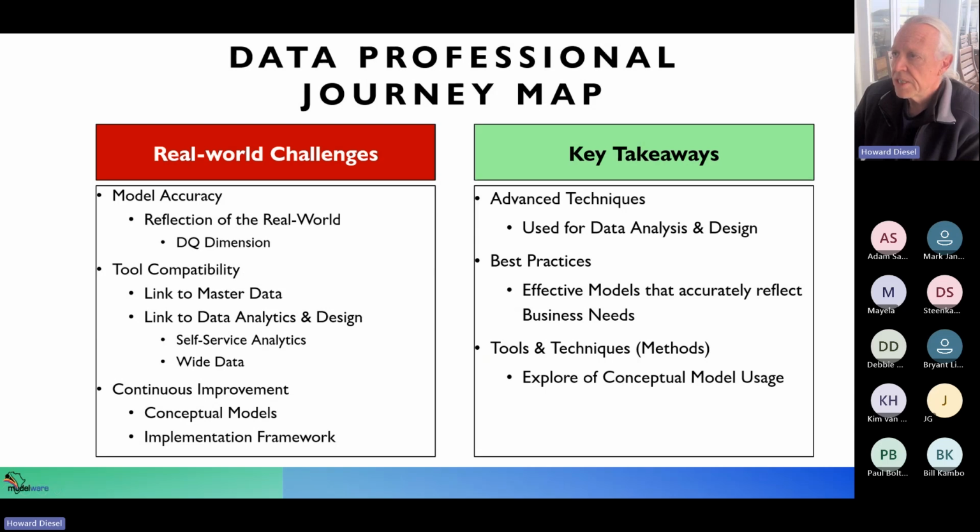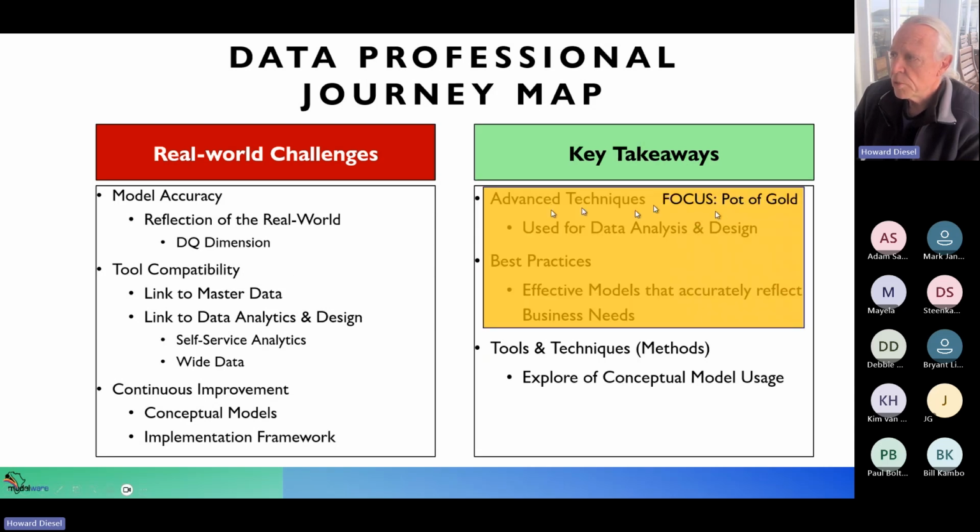Then when we get to the data professionals, we'll be talking about advanced techniques used for data analysis. So it's the type of things that we have of data vault modeling or temporal modeling or focal point modeling, wide dataset models, and then the best practices in terms of effective models that accurately reflect the business need. Okay.